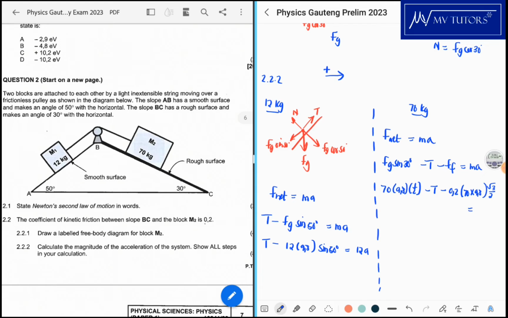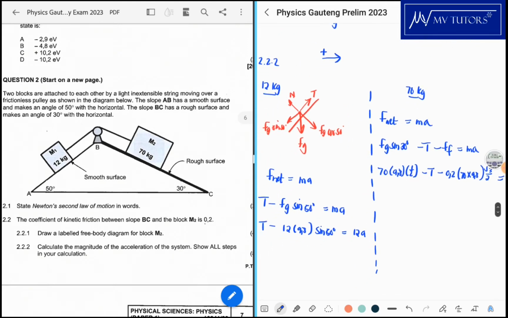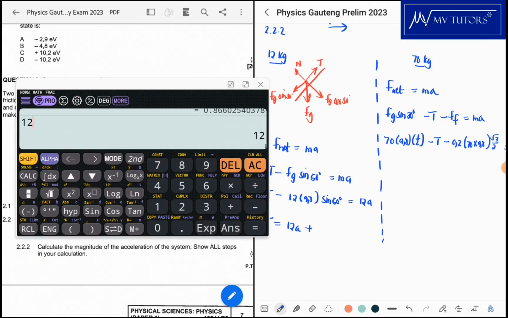Okay, we don't have space. Oh, we do have space. Which is equal to mass, which is 70, times acceleration. Okay, we're going to have to clean this up a bit because it's all over the place. I think let me just make the tensions equal to each other. So I would say then tension is equal to 12a plus, should I rather try to calculate that? 12 times 9,8 times sine 50.